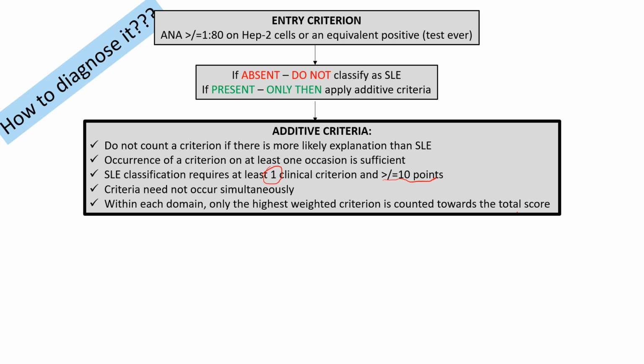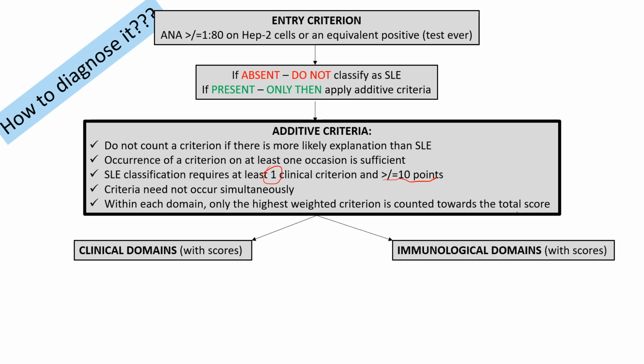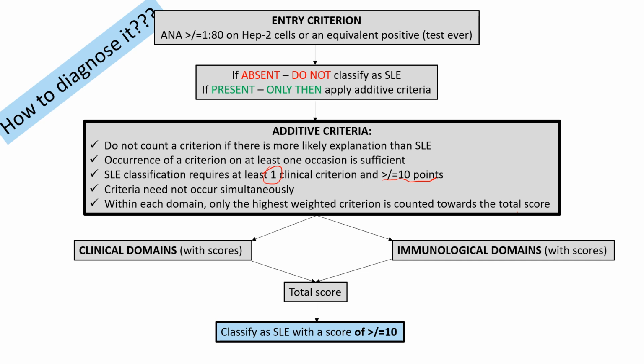So basically there are two domains. Criteria are seen in two domains. First is the clinical domain and second is the immunological domain. So after scoring various parameters in the clinical and in the immunological domains, you calculate a total score. And if the total score is more than or equal to 10, along with obviously at least one clinical criterion and the presence of the entry criterion, then in that case you label the patient as having SLE.